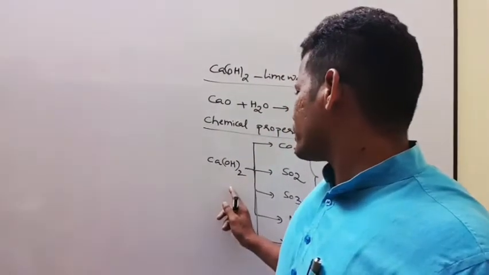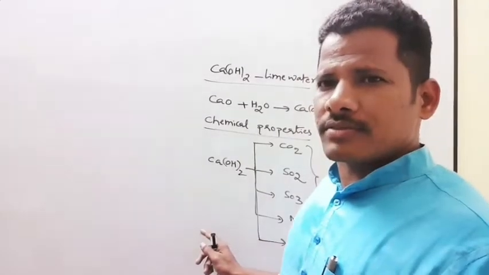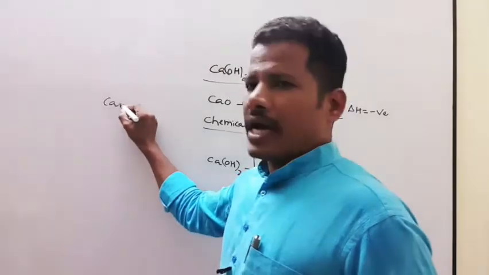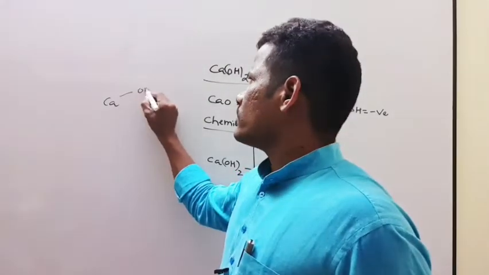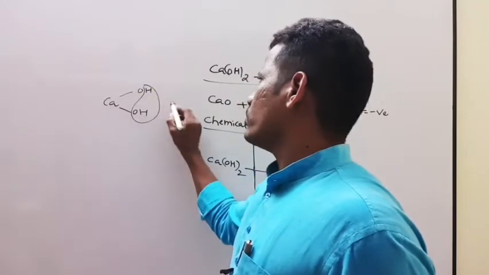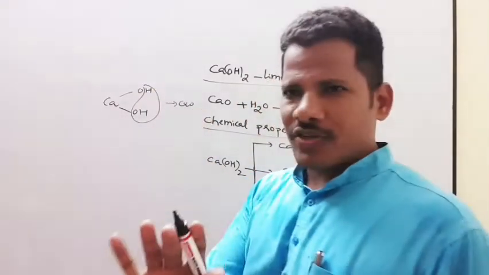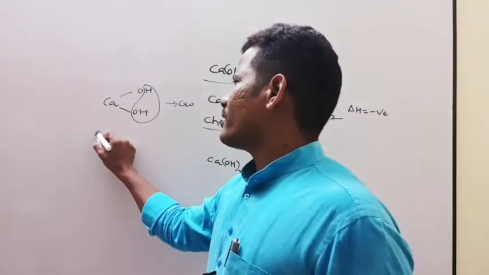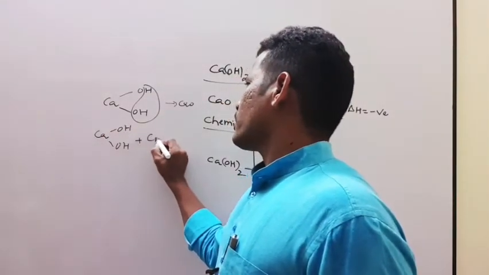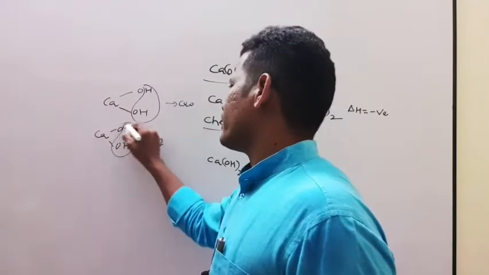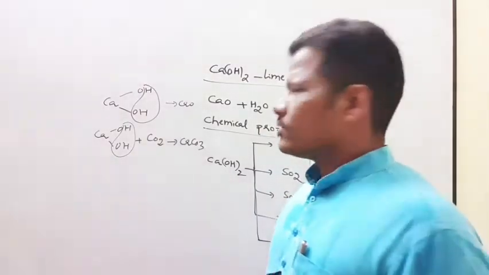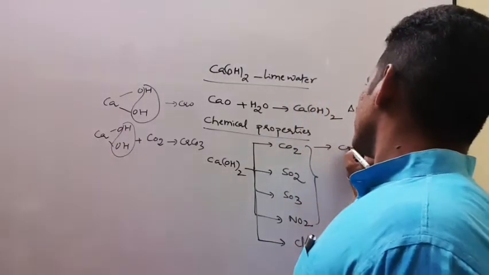Now I am going to discuss these equations. First, you take calcium hydroxide. I will give a simple trick here: after removal of a water molecule, calcium hydroxide is converted into CaO. Just remember that point. Now calcium hydroxide reacts with carbon dioxide. What is the product here? The product is CaCO3.